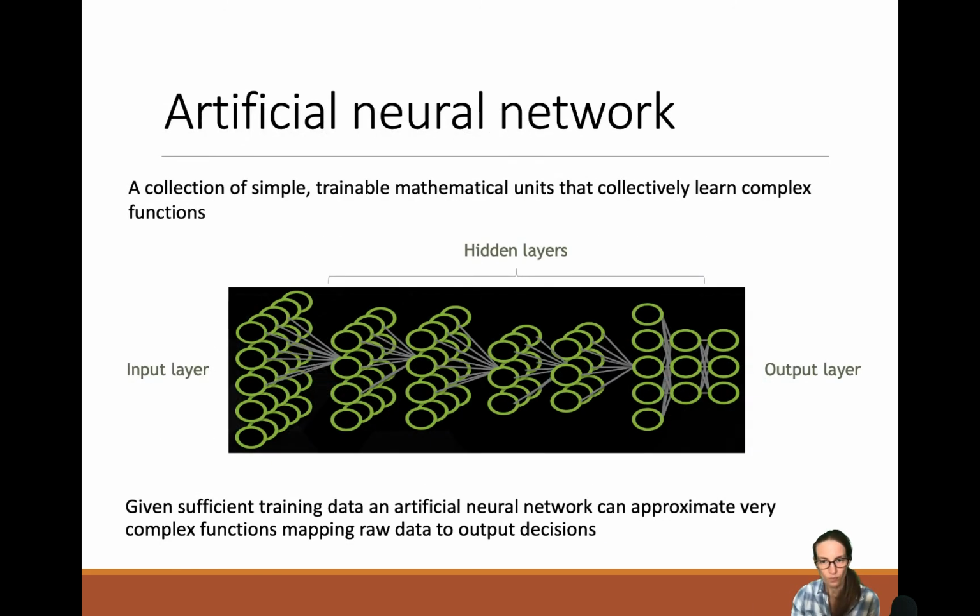Okay. So when we have neural networks, what we do to go into deep neural networks is basically we stack multiple hidden layers. Okay. They can be of different sizes, and the premise is if you give enough training data, then the neural network can approximate very complex functions that map data, input layer, onto the output layer, okay, which are your predictions or your decisions.